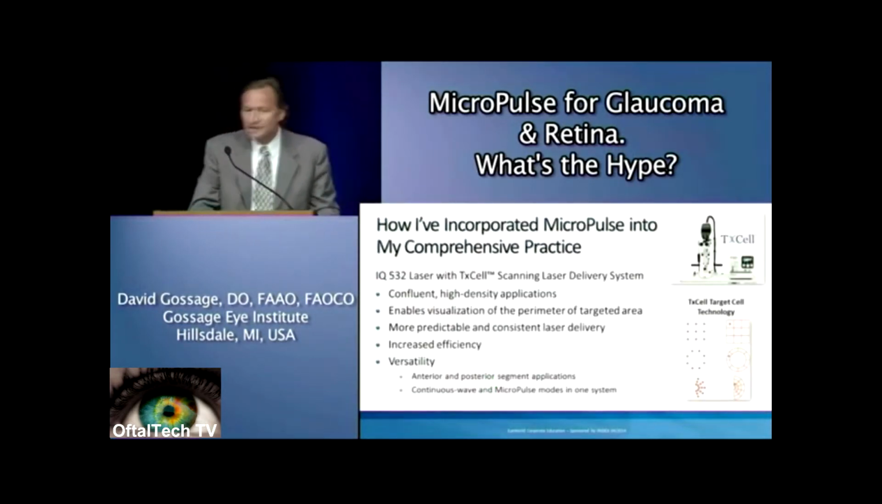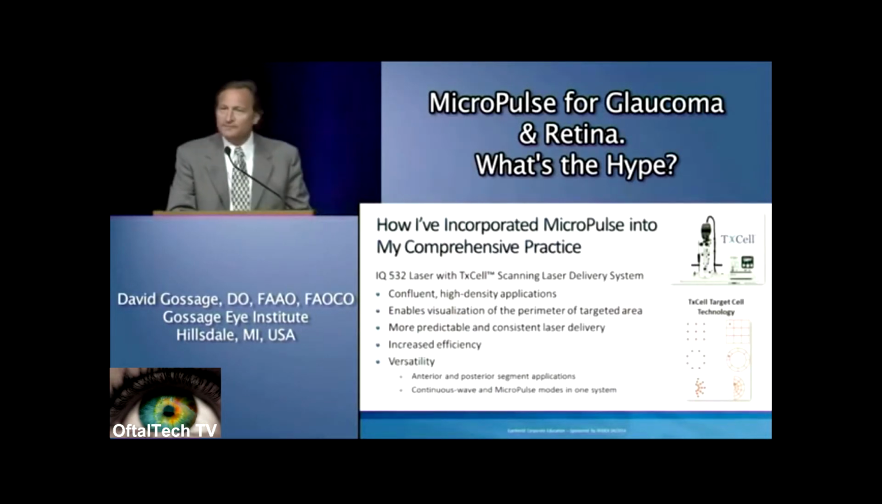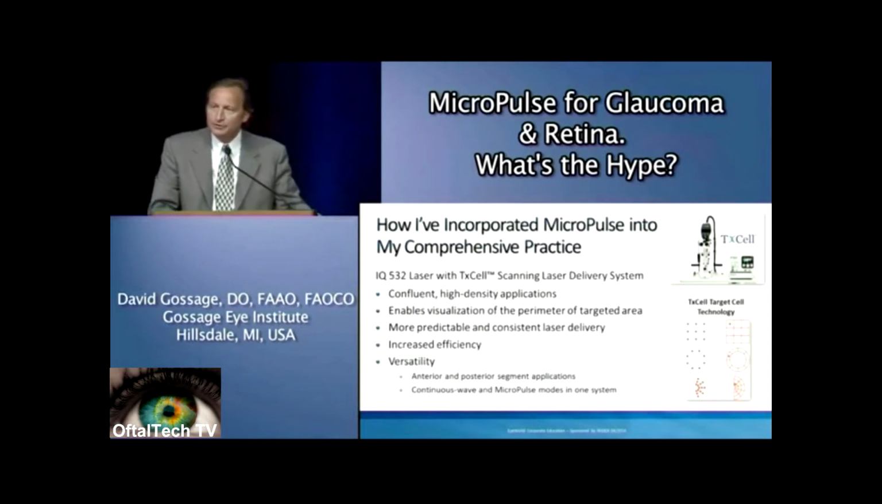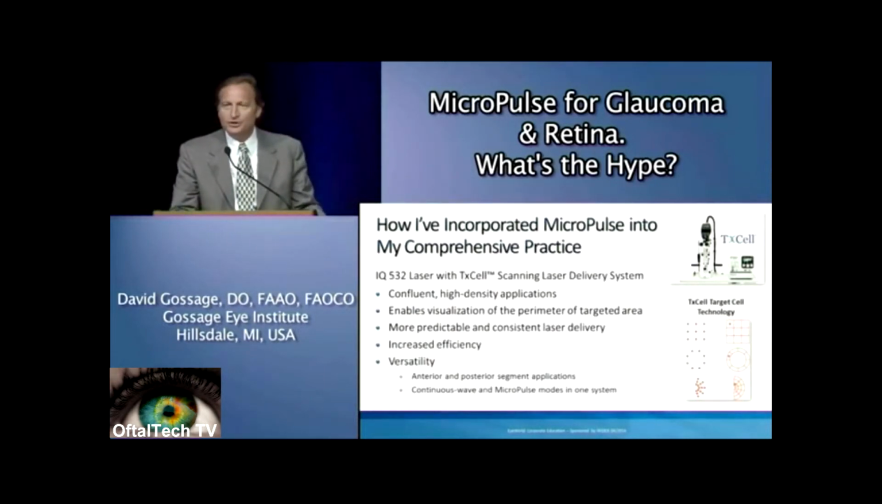So I currently use the 532 laser. I have had experience with the 577 laser, as well as the original 810 diode laser. When I do a treatment, I'll do a high-density application in a very confluent manner over the retina. The nice thing about the TechCell, though, is it will give you a pattern-generated laser that gives you a targeted area that you can see and visualize, and then I can apply a very predictable and consistent laser delivery over that area of edema. It really improved my efficiency. It's made the treatment much easier to perform.